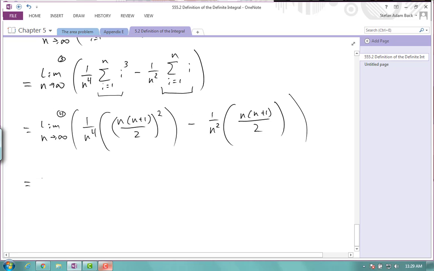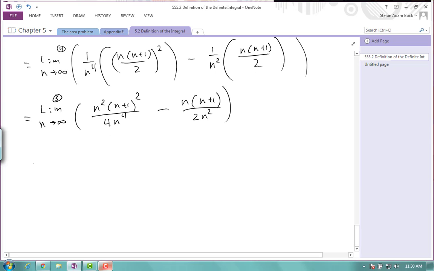And now I need to do work to evaluate my limit, which means I'll have to multiply all this stuff out. So let's see. If I distribute the squared over here, I'm going to have n squared times (n plus 1) squared all over, looks like I'll be left with 4 times n to the 4th, minus, over here, I'll have n times (n plus 1) over 2n squared. I can cancel some stuff to make my life easier. There's 2 n's, so those go away. Here's an n, so one of those goes away.